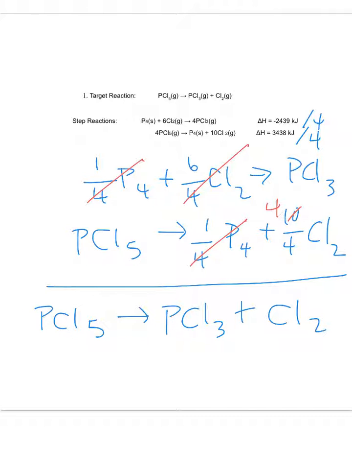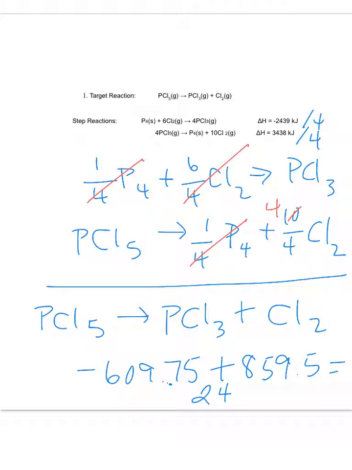So if you divide negative 2439 by 4, you should get negative 609.75. And then you're going to add that to your 3438 divided by 4, which is going to be 859.5. Signs don't change because we did not reverse any of our reactions. So your final answer to 4 sig figs is 249.8 kilojoules.